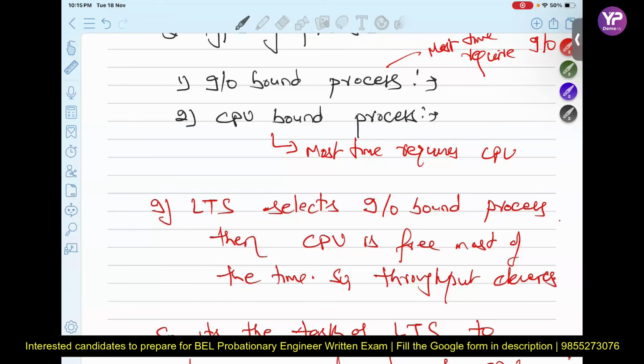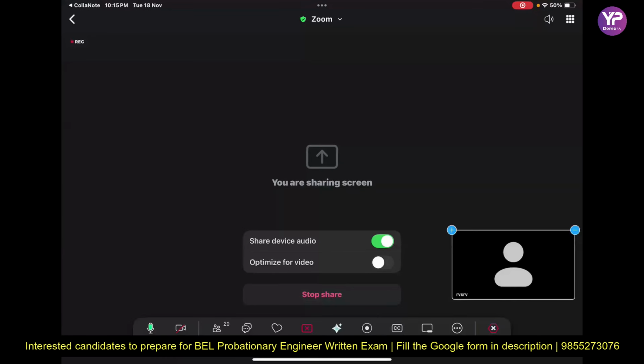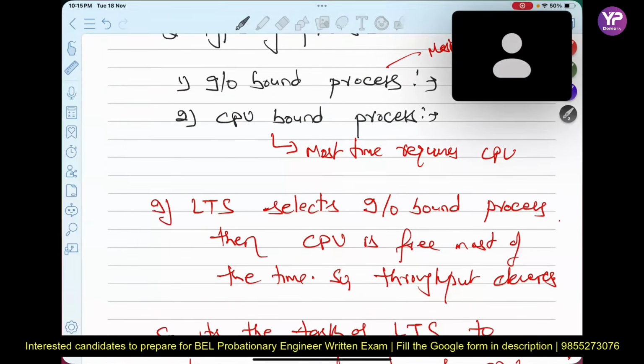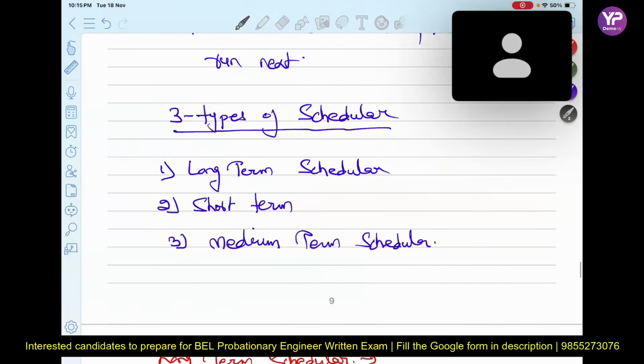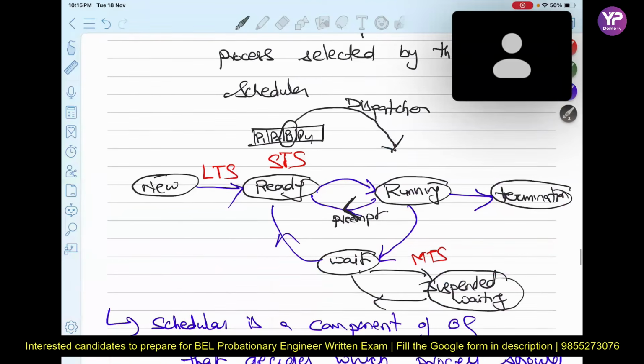Okay, my dear students. Thank you. Sir, can you tell me the questions on the various states of a process? I mean, questions the way they can come in the exam. In the exam, what is the purpose of the new state? What is the purpose of LTS, STS, MTS? What is the task of the dispatcher?